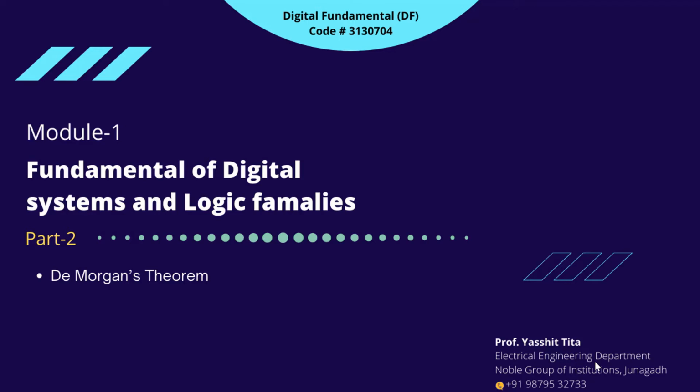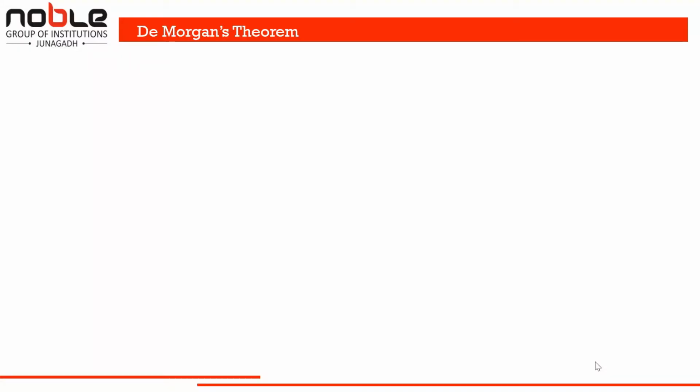In this video, we are going to learn De Morgan's theorem. Let's start with the theorem. De Morgan's theorem has two statements. The first statement is (A + B) whole bar is equal to A bar dot B bar.